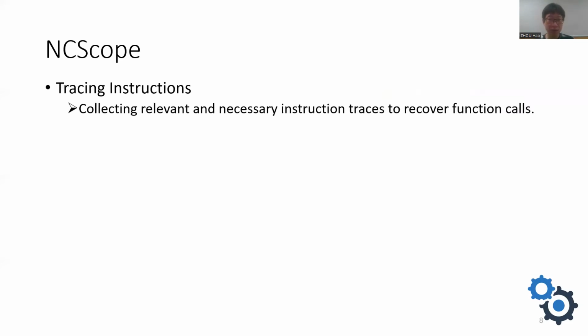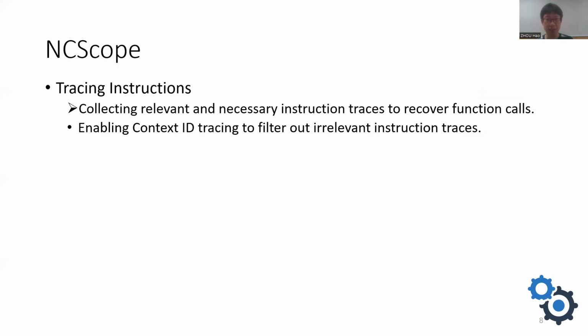Here, I will introduce more details on how NCScope traces instructions, collects memory data, and recovers runtime function calls. NCScope uses ETM to trace an app's executing instructions. In order to collect the relevant and necessary instructions for recovering runtime function calls, NCScope enables context ID tracing of ETM to just trace the instructions executed by the process of the app under analysis, so that the executed instructions of other apps will not be recorded by ETM.